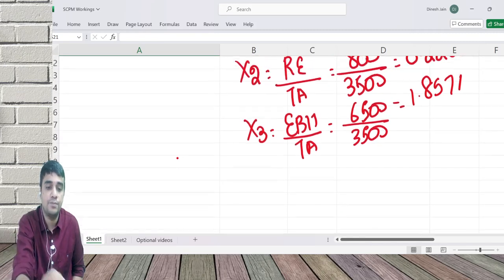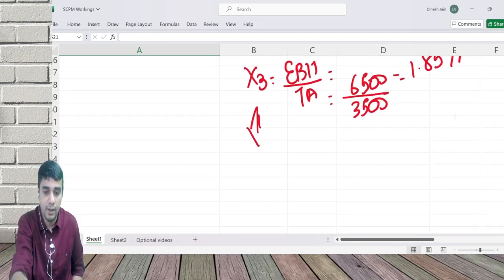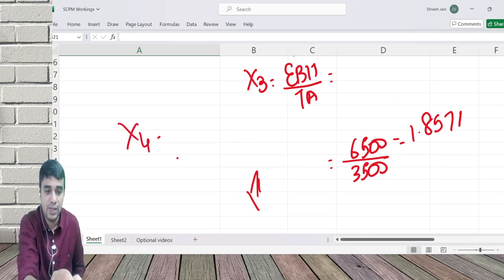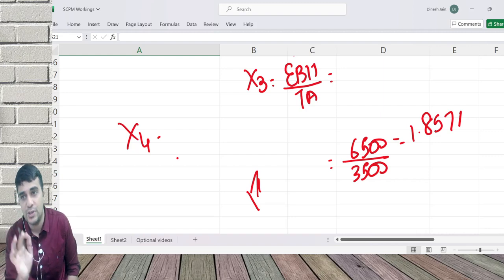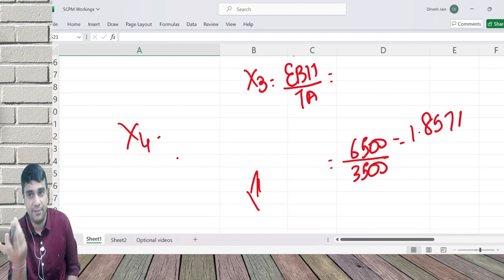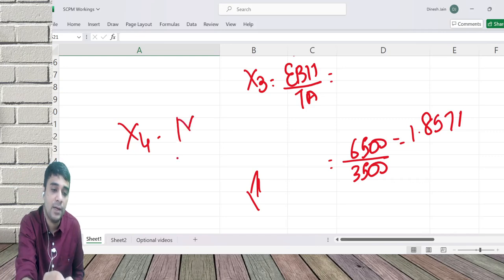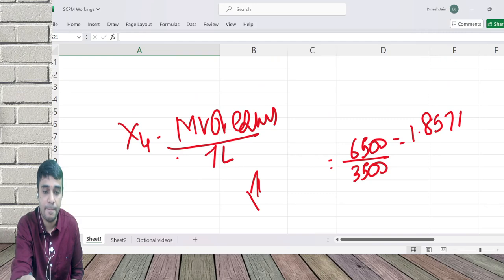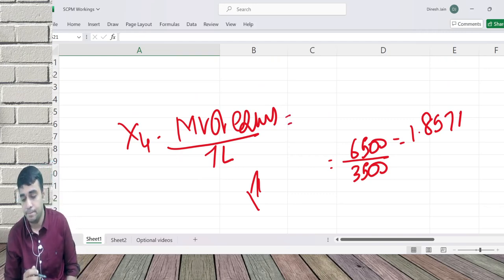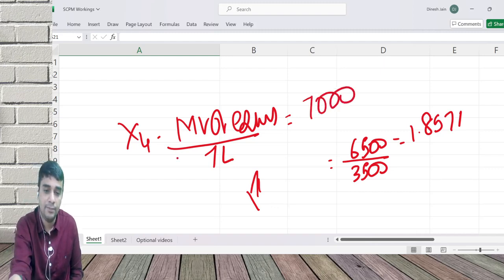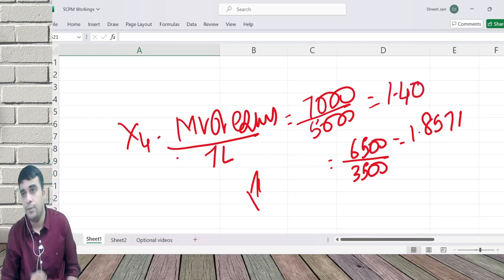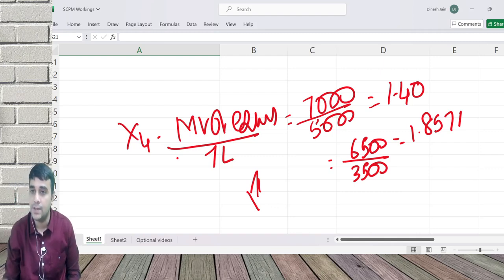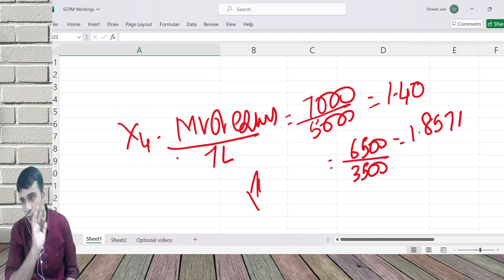Then X4. Technically I should use total asset in the denominator, which is total liability, but they have given it differently. Market value, what's the formula? Market value of equity divided by total liability. What is the market value of equity? Total liability. 1.4. Questions will come on what is x1, x2, x3, x4.